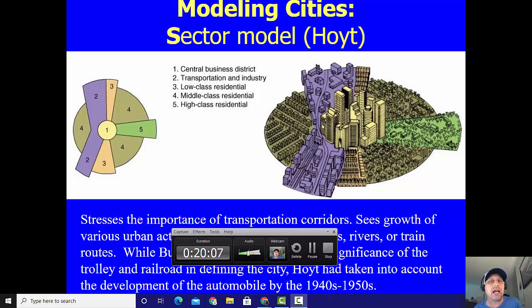Where are you going to see the middle class residential? Well, you're usually going to see that on the other side of the transportation and industry sector, so on the left side of the screen here, and in various other parts of the city, beyond the low class residential. Finally, check this out. In the sector model, the high class residential tends to have its own sector that goes directly into the CBD. That means they have transportation routes that allow them to access the CBD through their own sector without having to access middle class, low class, or other sectors along the way.